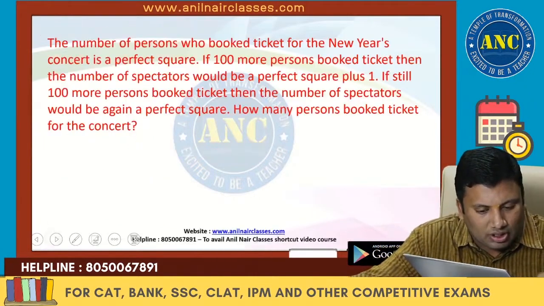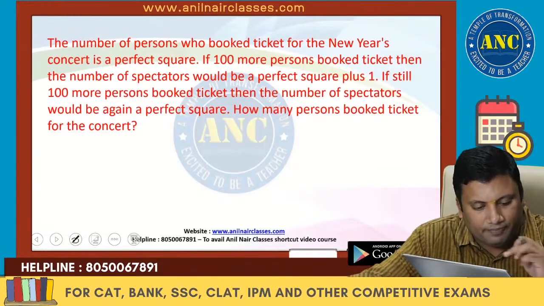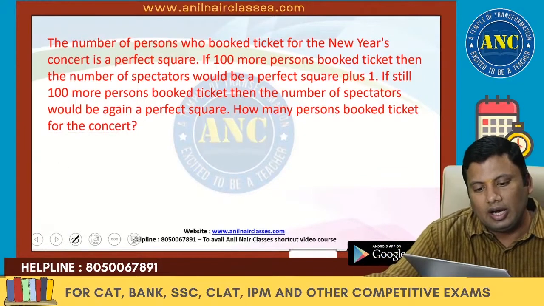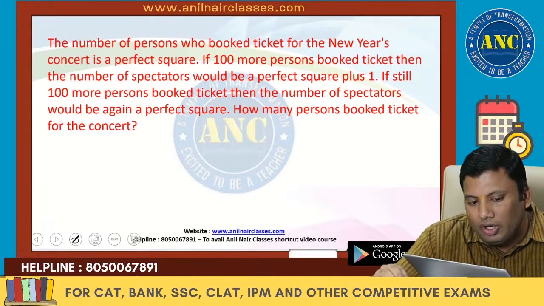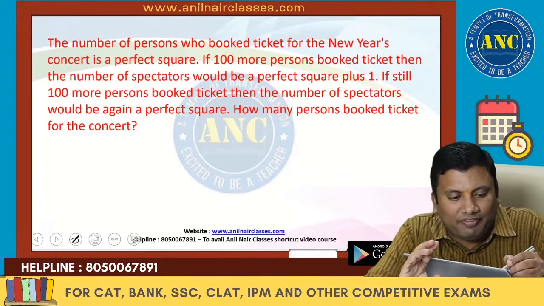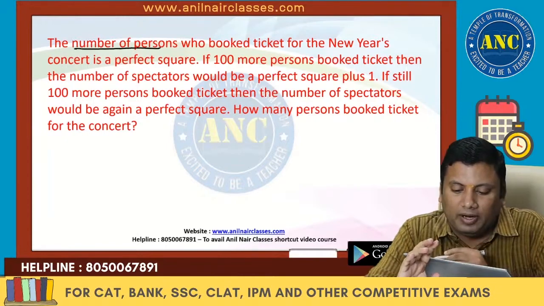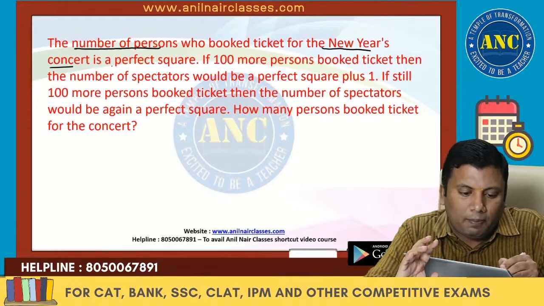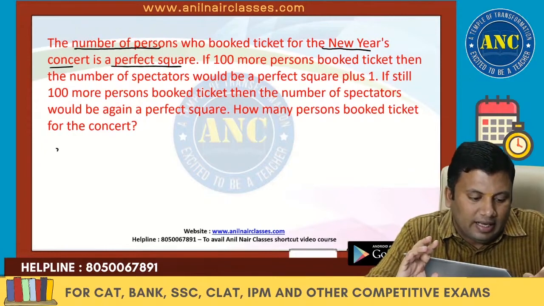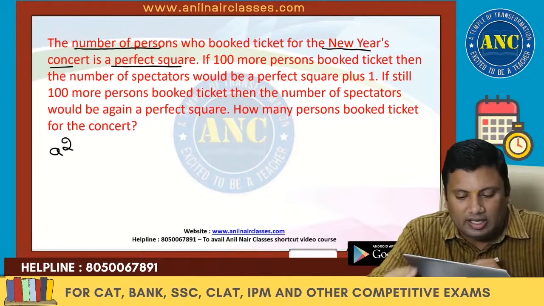Now, first question. Read the question first. The number of persons who booked a ticket for a New Year's concert is a perfect square. There are some people going for a New Year concert, and the number of people who booked the ticket is a perfect square. So it is a square.